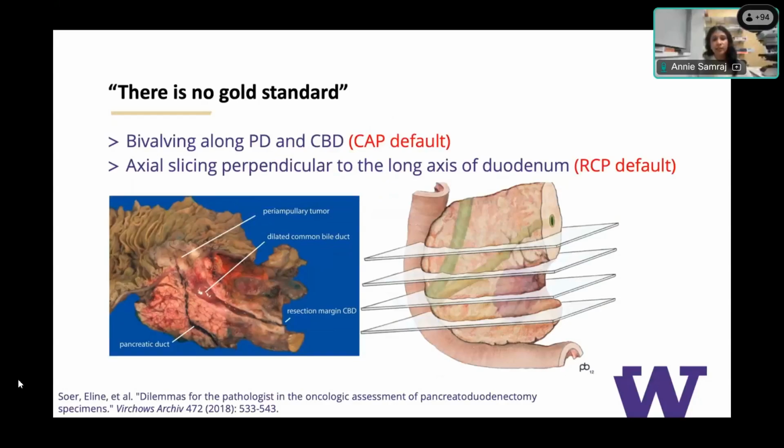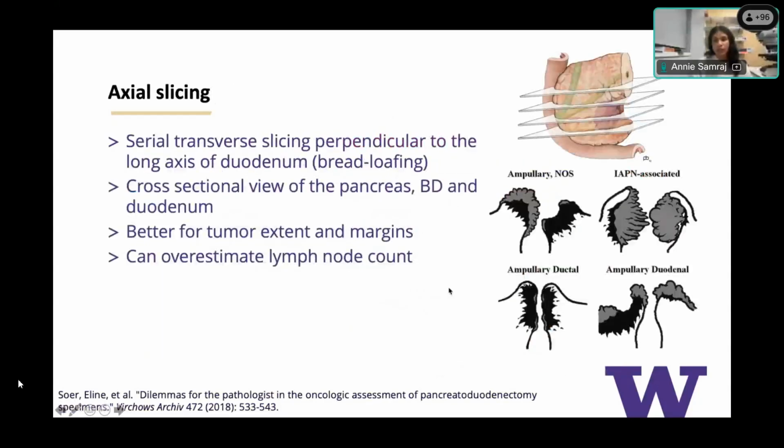And so it really depends on what your institutional preference is. There is no gold standard really, although in North America, the predominant method is the bivalving method, and on the other side, it is predominantly axial slicing. So let's talk about the pros and cons of these two methods.